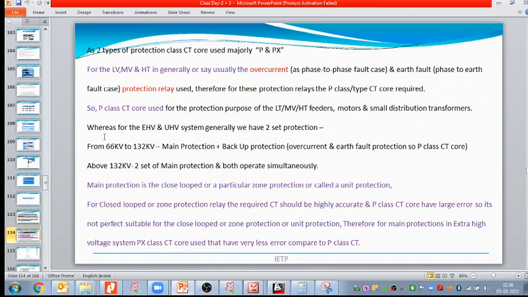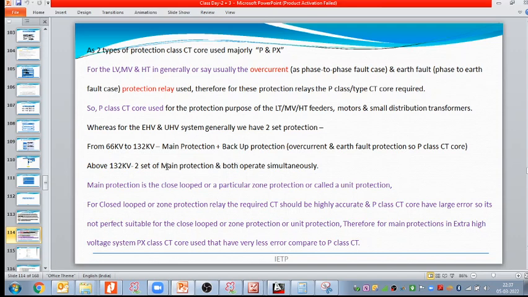So P class CT core is used for the protection of LT, MV, HT feeders, motors and small distribution transformers. Whereas for extra high voltage and ultra high voltage systems, generally we have two sets of protections from 66 to 132 kilovolt: main protection plus backup protection. For backup protection we take overcurrent and earth fault type protection, and for that we use P class CT. Above 132 kilovolt we take two sets of main protections. Backup protections we do not use.